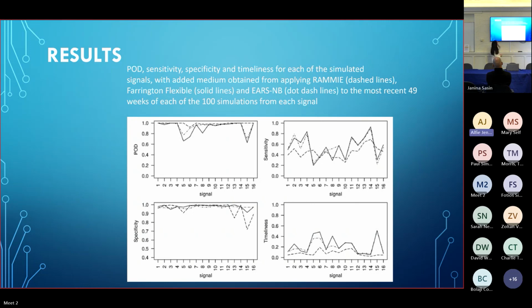And for POD, confirming the results from before, we can see that RAMMIE performs the best. Farrington Flexible doesn't perform as well for signal 5 and 15, and these are the cases where we had the very steep peaks. Timeliness also results like before. RAMMIE is the best because it has the lowest timeliness. And sensitivity, the same. Farrington Flexible has the highest sensitivity. EARS is near it, but RAMMIE has the worst sensitivity.